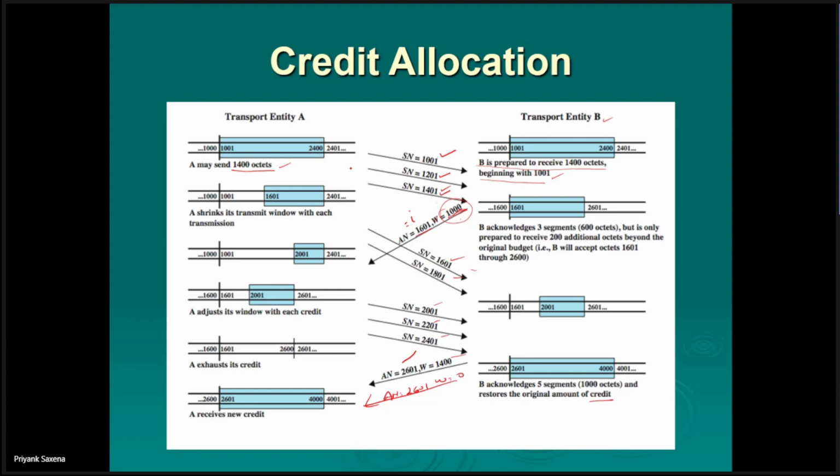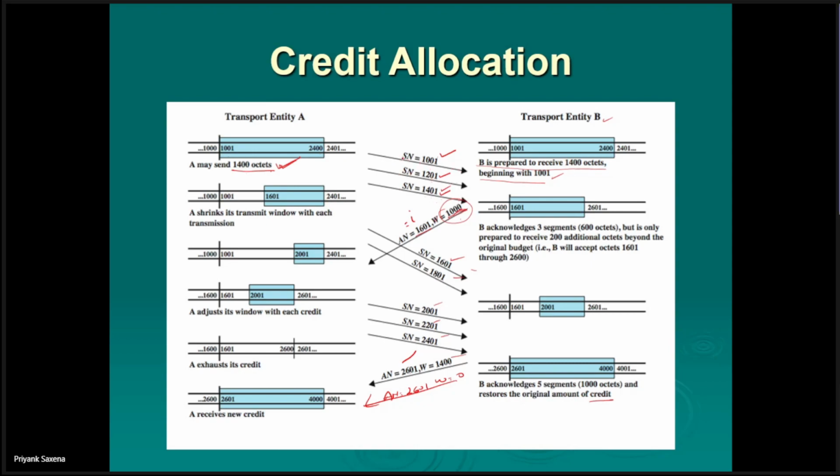When the size of a segment is defined, how do we give a sequence number? Suppose each segment is of 200 octets. You can see the segment size is 200 octets. The sender A is allowed to send 1400 octets, so its sequence number will vary from 1001 to 2400. It starts sending 200 octets, 400 octets.